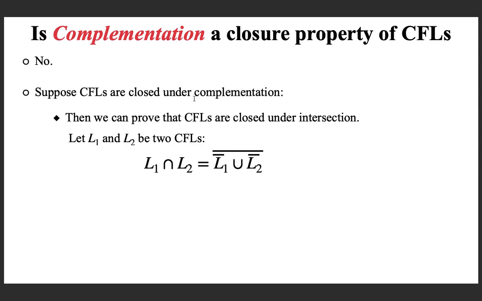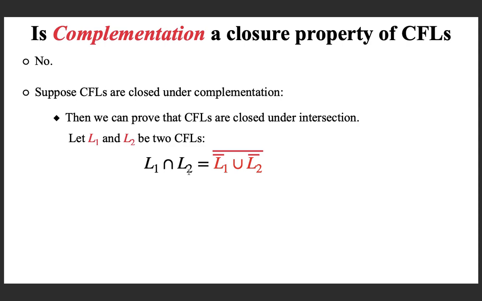Now, suppose context-free languages are closed under complementation, then because L1 is a context-free language, L1 complement must be a context-free language. Similarly, because L2 is context-free, L2 complement must be a context-free language. And we know that context-free languages are closed under union, that we proved today. So, the union of these two context-free languages must be a context-free language. Now, you apply your assumption that the complement of a context-free language is context-free, then you get that the RHS is a context-free language, which is nothing but the intersection of L1 and L2.